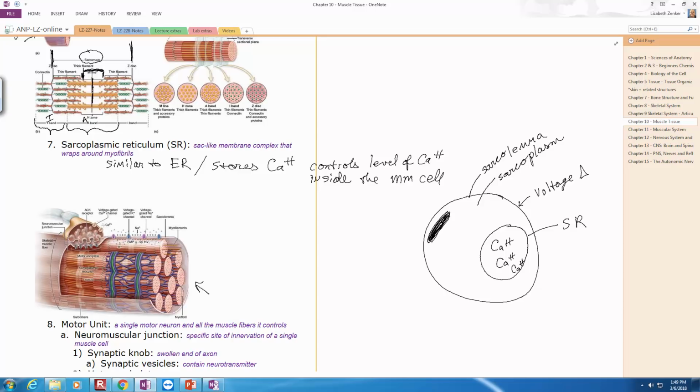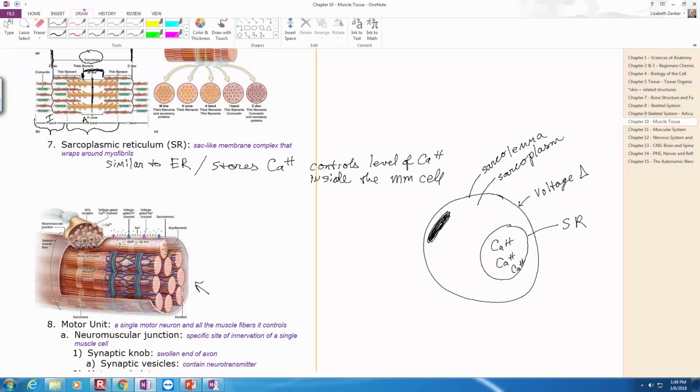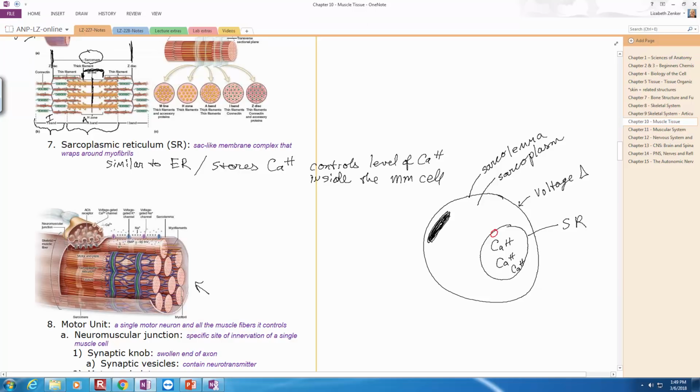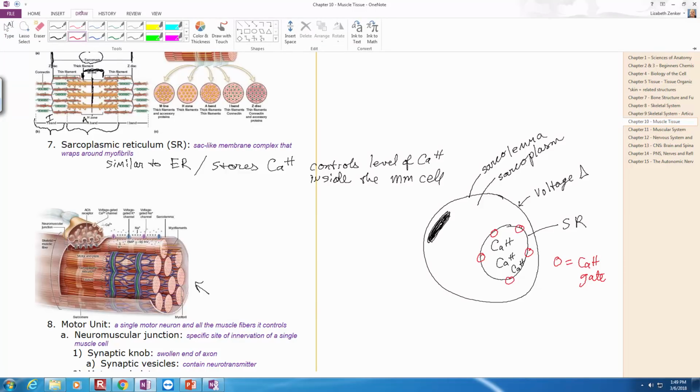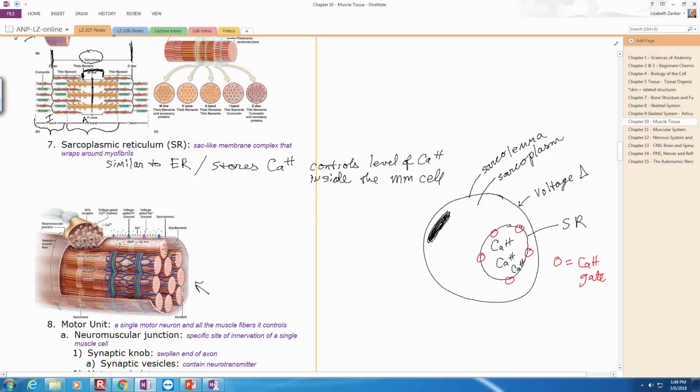In my sarcoplasmic reticulum, I'm storing my calcium. In order for the calcium to get out, we need something called a calcium gate. So I'm going to put calcium gates around it, and I'm going to make that another color just so it's easier to see. So I'll do red circles for calcium gates. Circle equals calcium gate. In order to open these calcium gates to let the calcium out, we have to have the motor neuron stimulate the muscle cell. When that voltage change happens, it opens the gate.